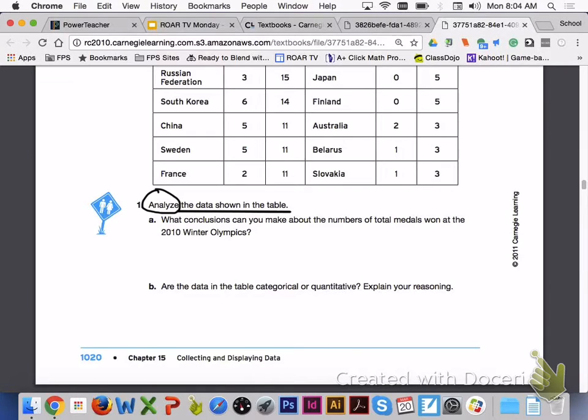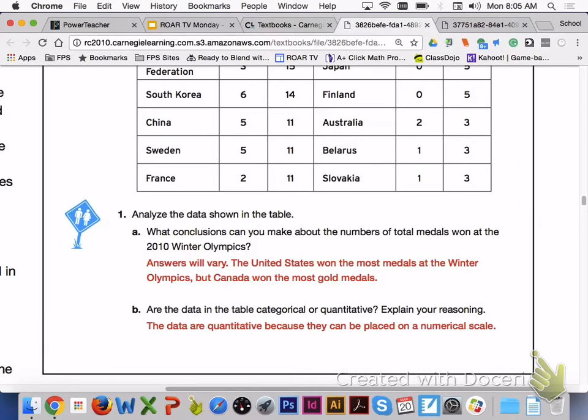Please answer number 1, letters A through C with your group members. For number 1, letter A, answers will vary. One conclusion that you could have come up with was that the United States won the most medals at the Winter Olympics, but Canada won the most gold medals.